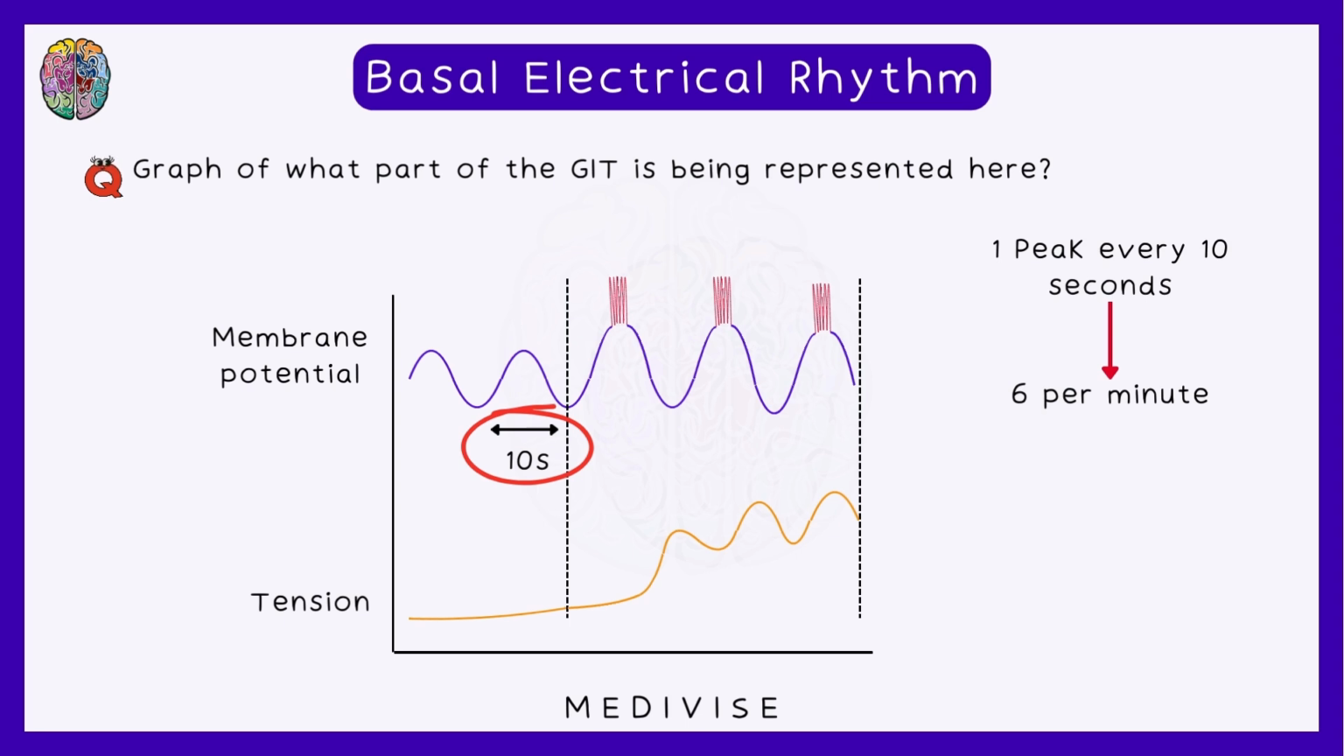So if the BER is 6 per minute, you can go back and have a look at the table that we made. There we wrote that the BER, which is 6 per minute, is seen in the sigmoid colon. So here the correct answer is sigmoid colon.